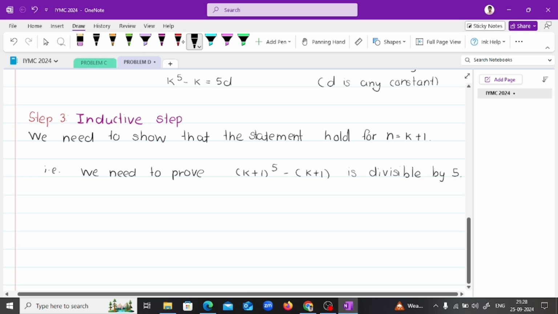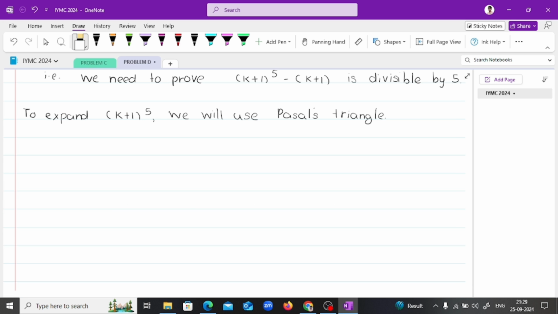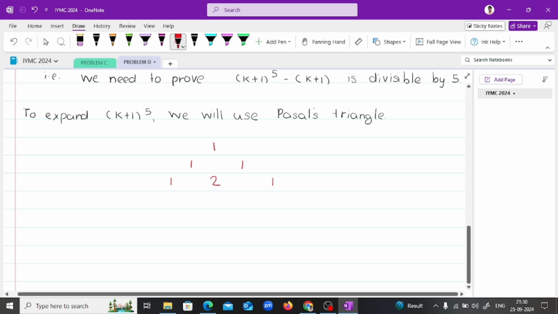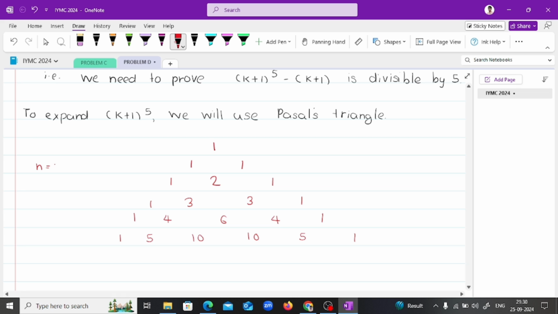For that we need to expand k plus 1 raised to 5. To expand k plus 1 raised to 5, we will use Pascal's triangle. For those who are unfamiliar with the concept of Pascal's triangle, I will explain it shortly. Pascal's triangle looks like this: 1; 1 1; 1 2 1; 1 3 3 1; 1 4 6 4 1; and 1 5 10 10 5 1. These rows are for n is equal to 1, 2, 3, 4, and 5.